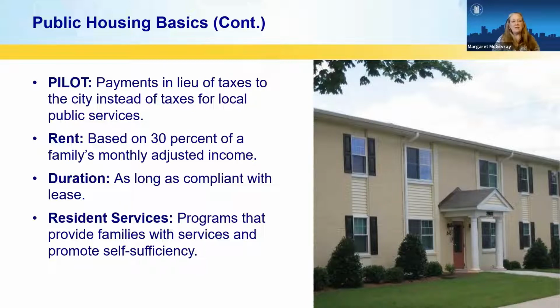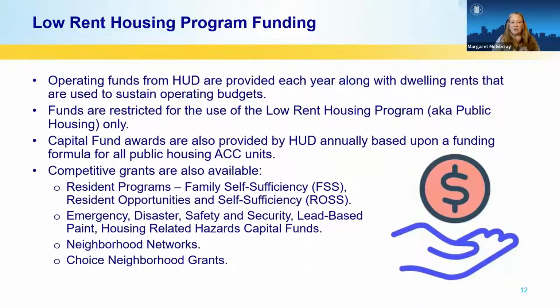PHAs are also required to have a resident advisory board. As I mentioned, that was established by QHWRA, and to the extent possible, support resident service. Unfortunately, HUD no longer funds a lot of those programs, but housing authorities can get them through additional funding for the Family Self-Sufficiency, FSS, or Resident Opportunities and Self-Sufficiency, or ROSS grant, as well as some other sources. So let's go on to a little bit more detail about the funding for the low rent program.